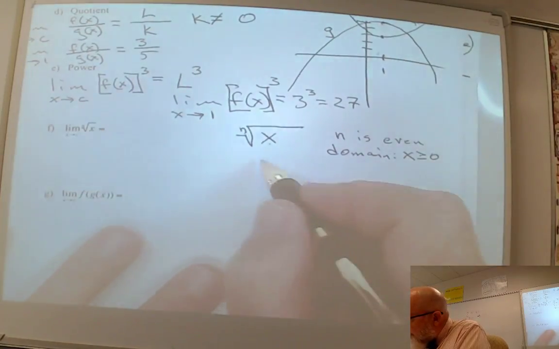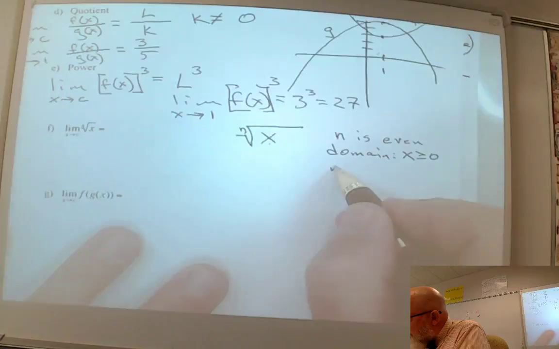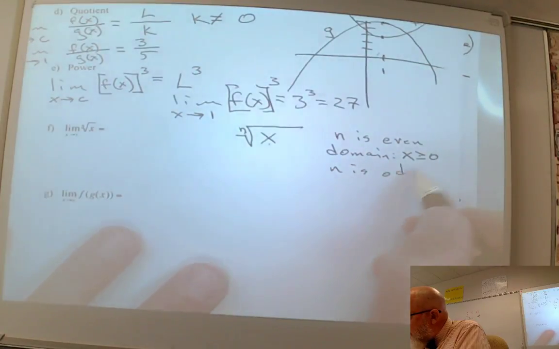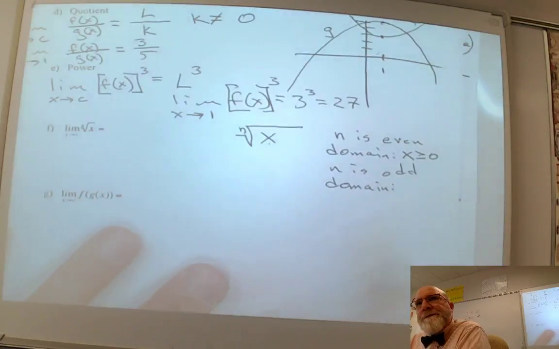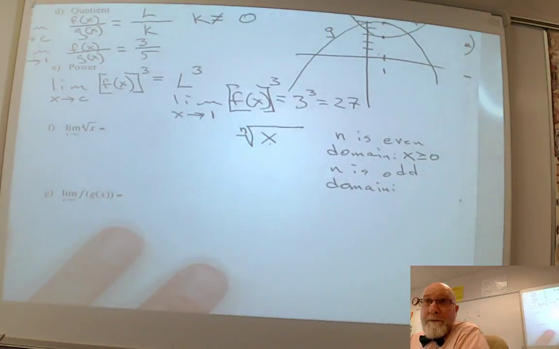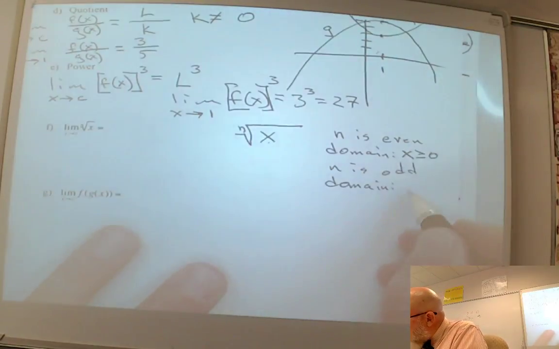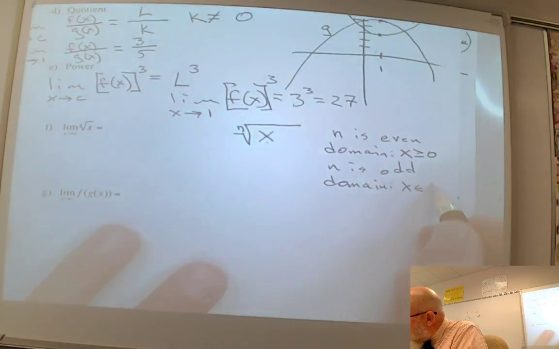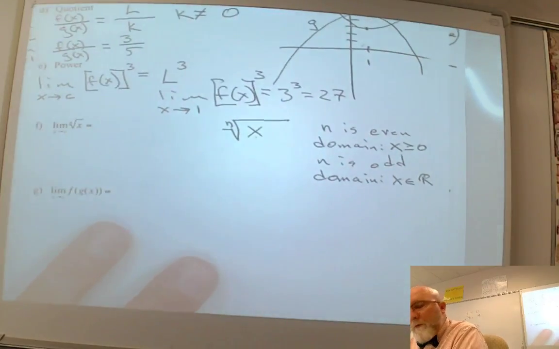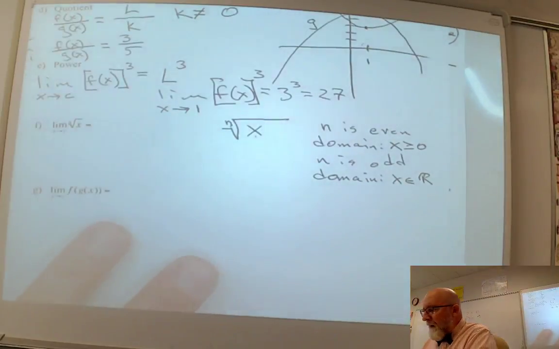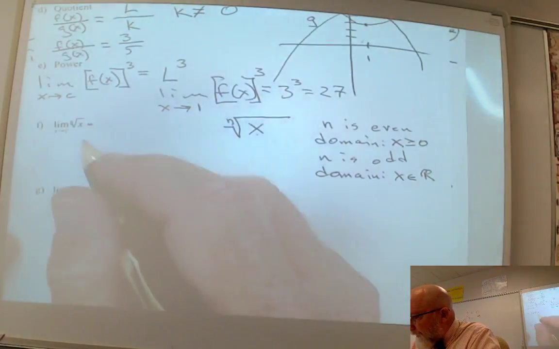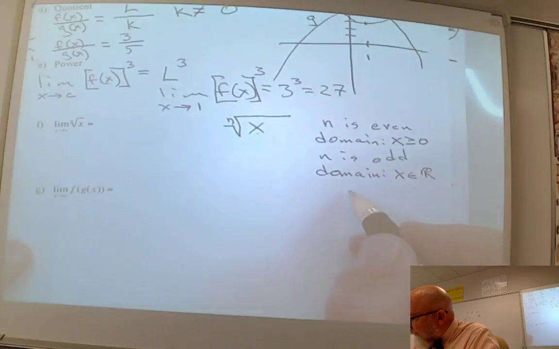Okay. What about if n is odd? What's my domain? What am I allowed to input? All real numbers, because you can take the cube root of a negative. You can take the fifth root of a negative. So I'm going to write it this way. There's that little epsilon we use a lot. That means all reals. So the answer to this looks like this, doesn't it?